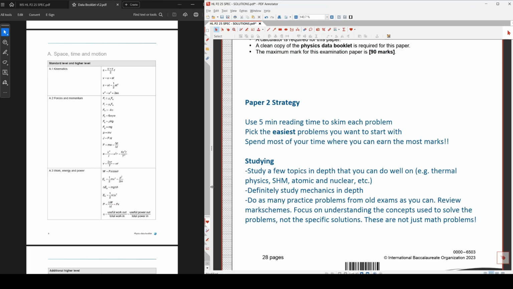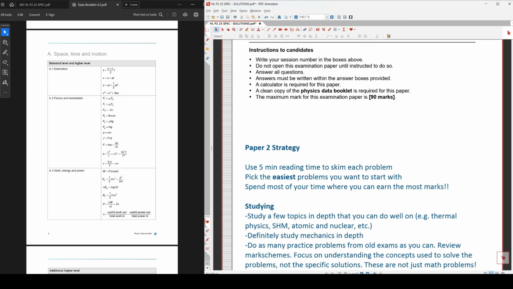As you're looking at the mark scheme, try not to focus on just, oh, I did a weird math step here. Try to focus on why they picked this equation. How does this equation apply to this situation? Why are they talking about this concept this way? Why are they using these specific words to answer the question? Really try to focus on understanding the concepts behind them, because they are never going to give you the same problem twice. You could do every single IB exam from the past, and you'll see some similar stuff, but you won't see the same problem.